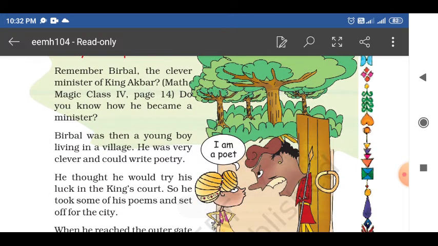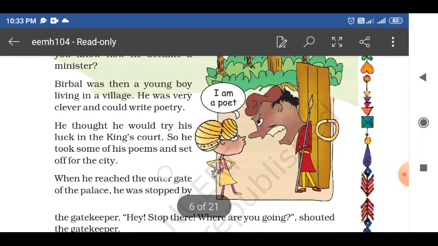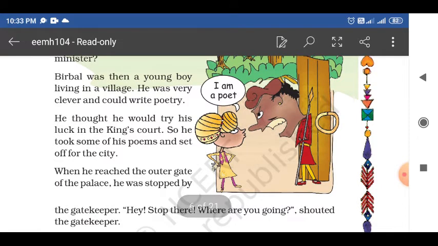Now remember, the greedy gatekeeper. Remember Birbal, the clever minister of King Akbar. You know about the Birbal and Akbar story from social studies. You might remember that. Here Birbal is a clever minister in Akbar's kingdom. So this is Math Magic, the class fourth standard book. You can see the Akbar and Birbal story.